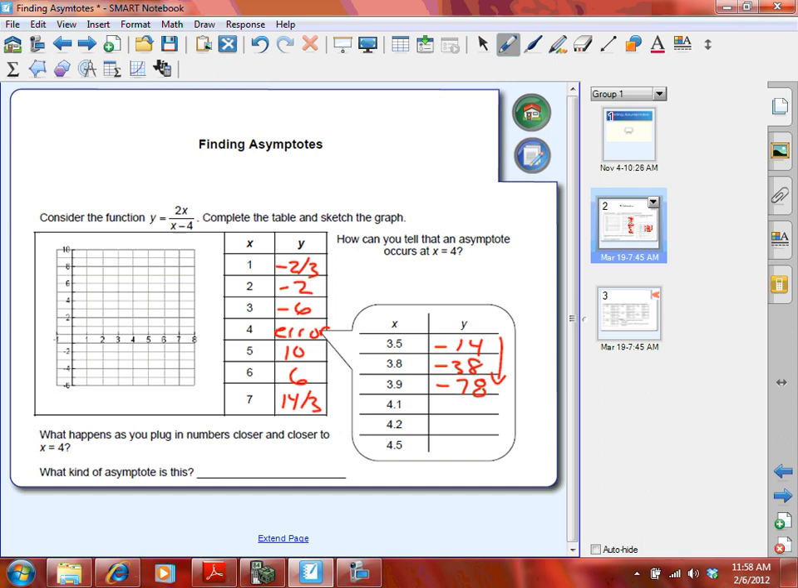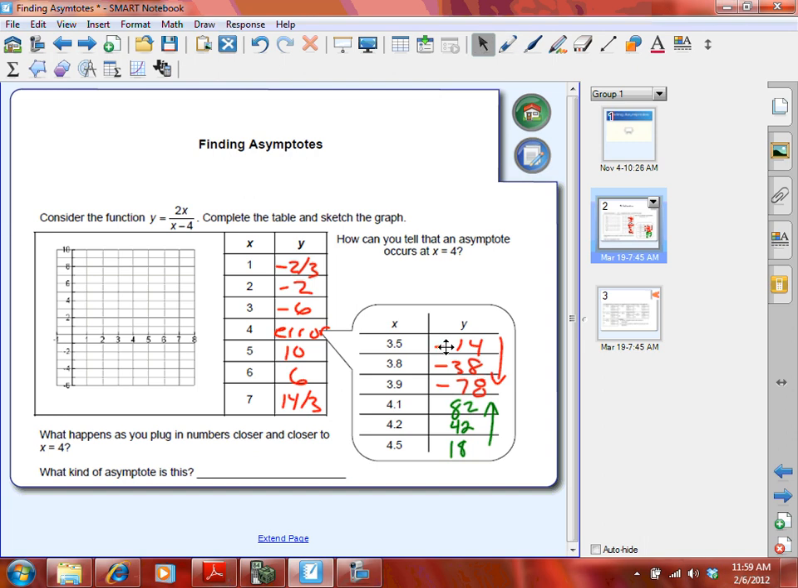Let's go ahead and do 4.1. What do you see next to 4.1? 82. Next to 4.2, you see a 42, and next to 4.5, you see a 18. Again, I want to point out, notice what's happening here. Notice the closer and closer I get to that 4, what's happening to these y values here, 82, 42, and 18? They're getting bigger. Notice the y values are getting bigger.